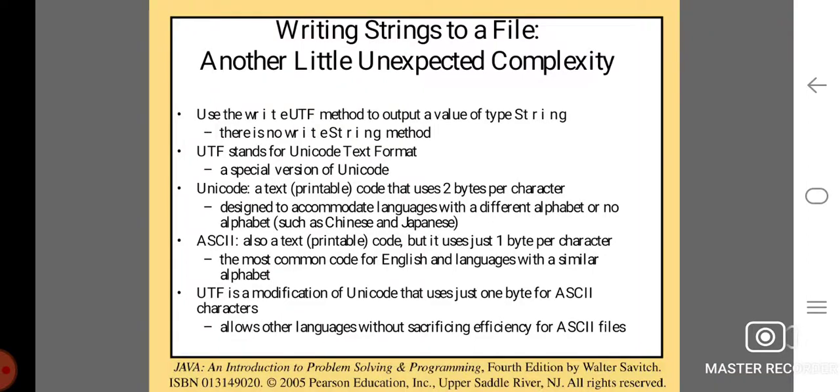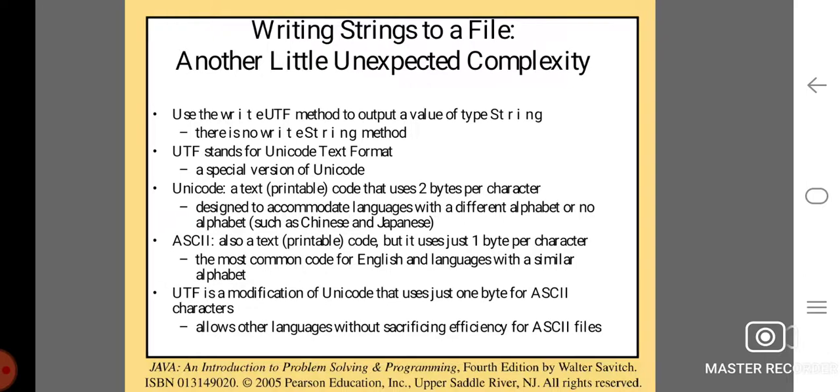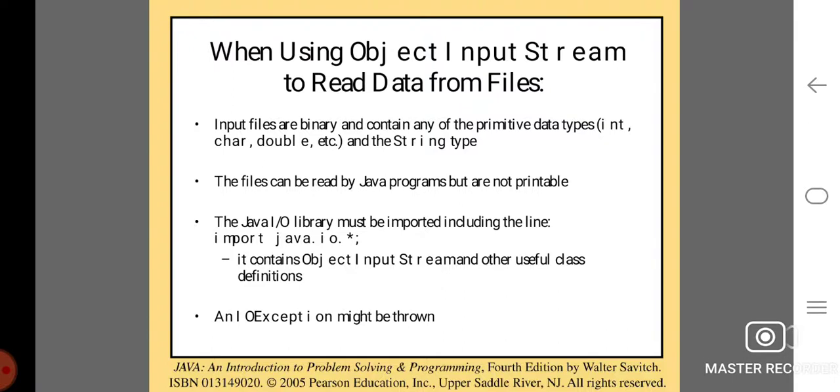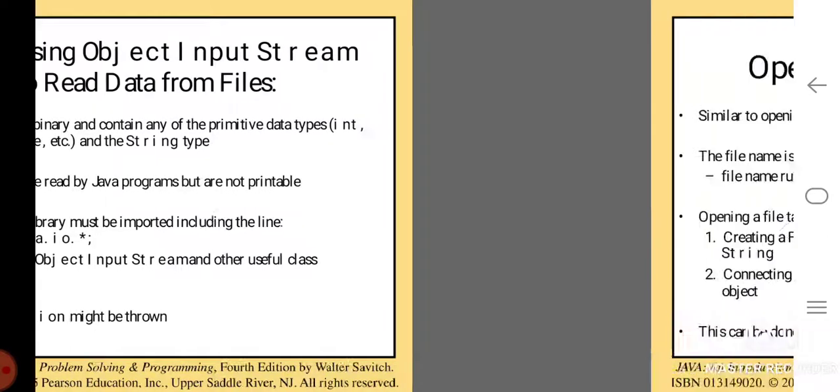Writing a string to a file, another little unexpected complexity. Use the writeUTF method, Unicode, ASCII, UTF. Input files are binary and contain any of the primitive data types, integer, character, double, and string type. These files can be read by the Java program but are not printable. The Java IO library must be imported, including the line import java.io. It contains the ObjectInputStream and other useful class definitions.